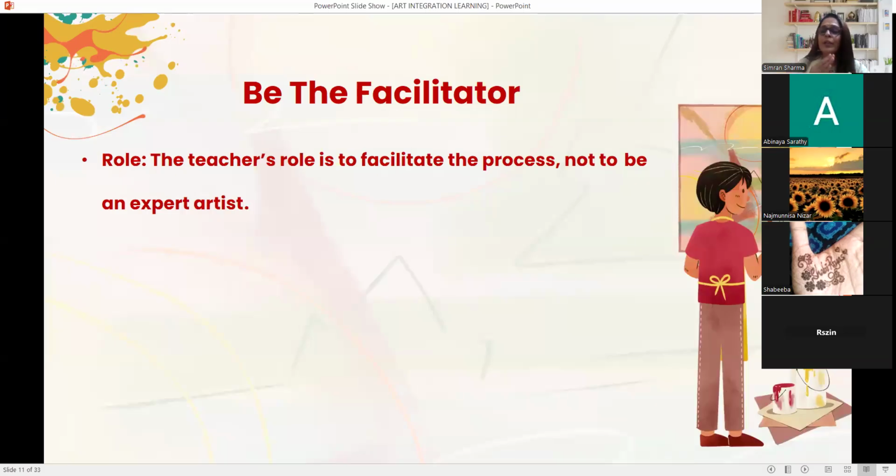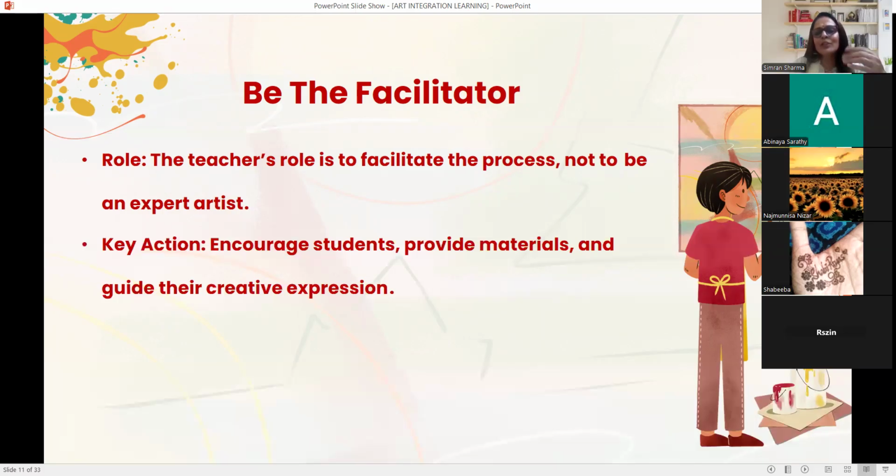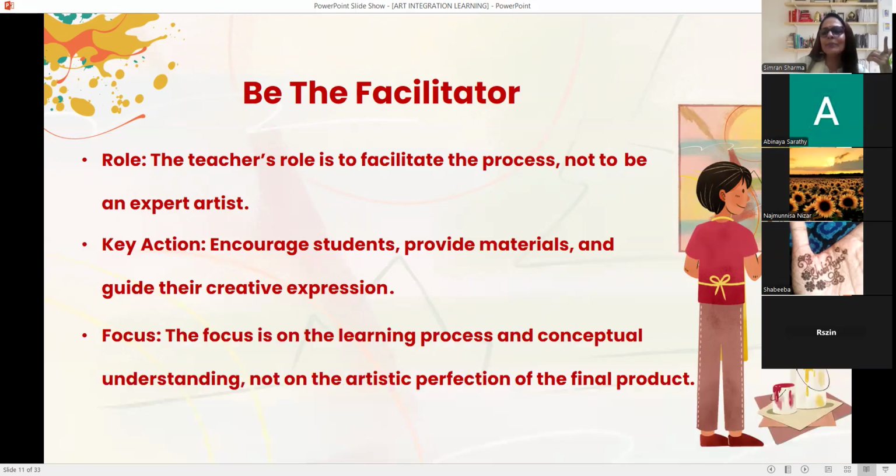Give them the topic, explain the requirement of the activity, plus what kind of material is required. Beyond that, please don't do anything. Let them use their imagination, let them create on their own. Because if we guide too much, it is not their presentation, it will be our presentation. So our role is to facilitate the process and not to be an expert artist. Encourage students, give them material and guide their creative expression.